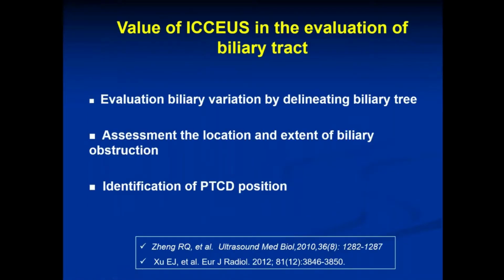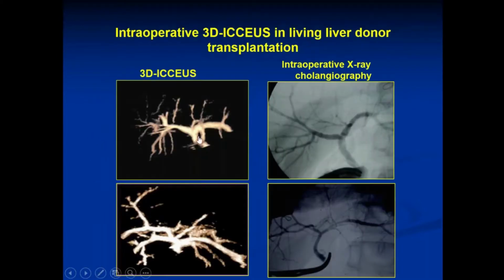ICCEUS can help us to evaluate biliary variation by delineating biliary tree, to assess the location and extent of biliary obstruction, and to identify PTCD positions. These are intraoperative 3D ICCEUS in living liver donor transplantation. These images were similar to, or even better than, intraoperative X-ray cholangiography images.